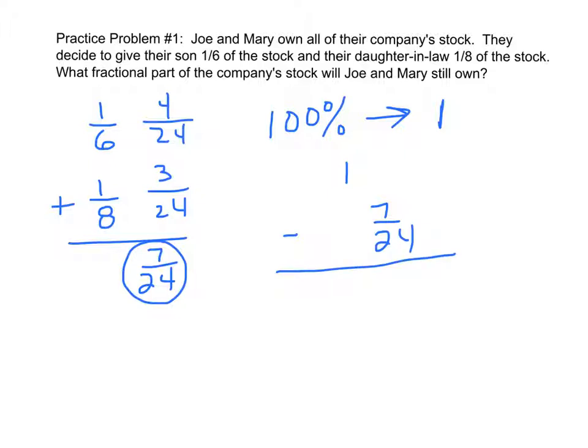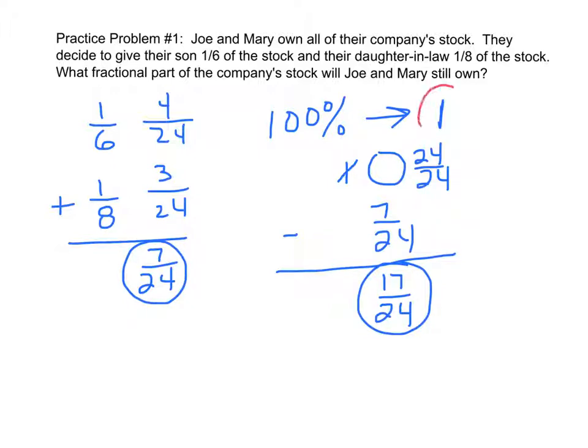Well, I don't have a fraction here, so I'm going to think about that 1 as 24/24. And 24/24 minus 7/24 means that they are still going to own 17/24 of the company's stock, which is the answer to the problem. This idea of the entire amount being equal to 1 is going to be very important in many of the problems that we do here.